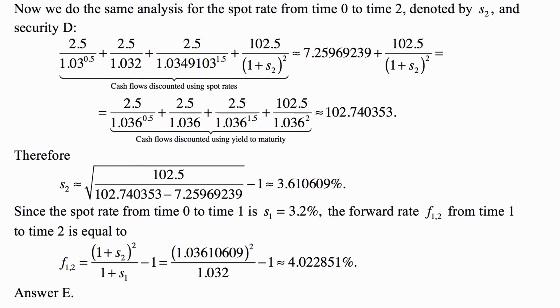Now, since the spot rate from time 0 to time 1 is S1 equal to 3.2%, the forward rate F12 from time 1 to time 2 must be equal to (1 plus S2) squared over (1 plus S1) minus 1, because you can also write it out first if you want. It has to be that the quantity 1 plus S1 times the quantity 1 plus F12 has to be equal to (1 plus S2) squared by definition of what a forward rate is. So we plug in the numbers that we have for S2 and S1 and do the calculation, and we get F12 to be approximately 4.022851%, which is answer E.